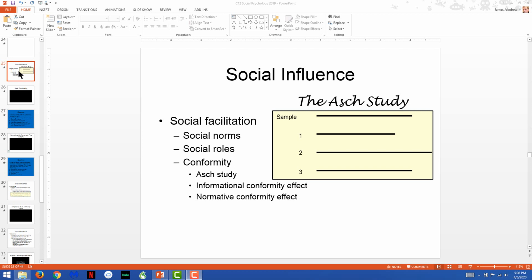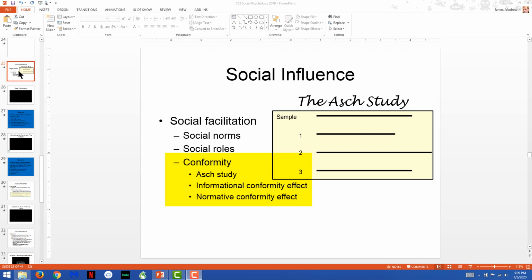Social facilitation is going to involve the norms and roles that influence individuals with respect to whether or not they will take direction from other people as to how to behave. When we talk about conformity, we're going to be talking about two general types of conformity: informational conformity and normative conformity. Informational conformity refers to conformity in which you are given information before you're ever in the situation in which you're going to express conformity.